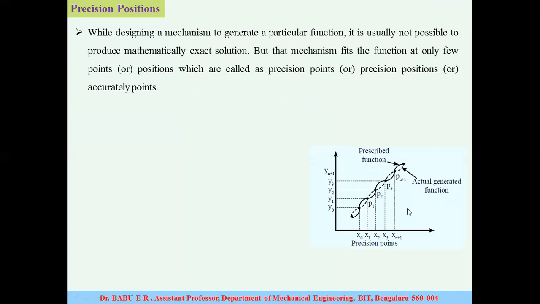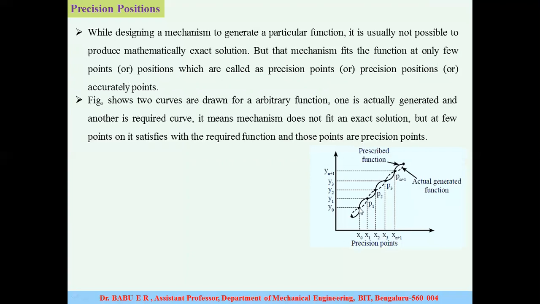This is a diagram which shows two curves. One curve represents the prescribed motion. The other curve represents the actual generated motion or function. The figure shows the two curves drawn for an arbitrary function. One is actually generated, the other is the required curve. It means a mechanism does not fit an exact solution, but at a few points on it, it satisfies the required function, and those points are called precision points.